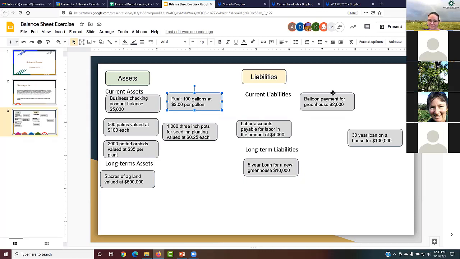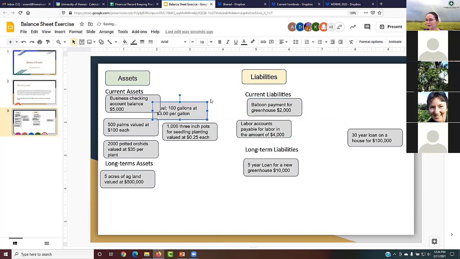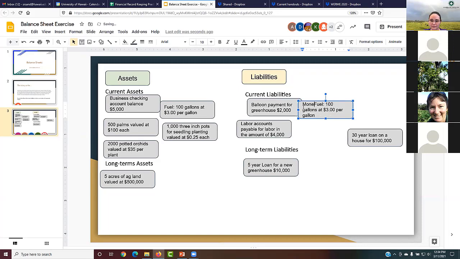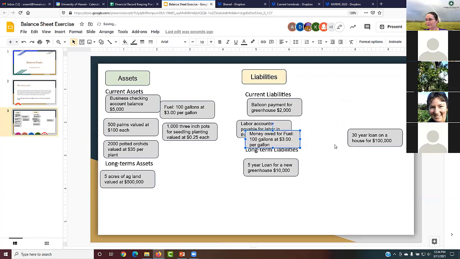So it's an asset if you have a tank full of fuel. Yeah, because then it's a liability if you took out a loan to purchase that fuel. You still owe on the loan? Yeah. So I could have done it that way. Then it becomes, because then it zeroes out.